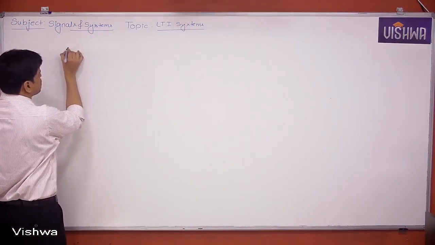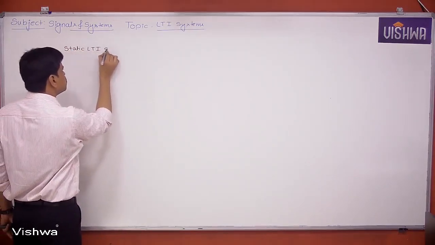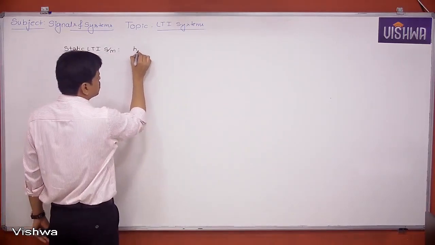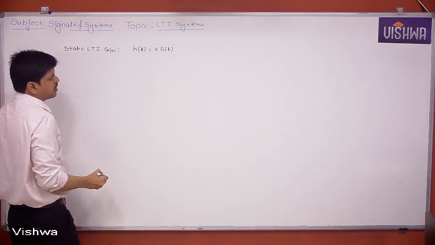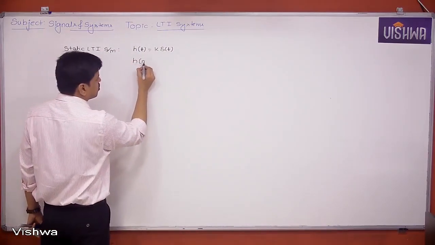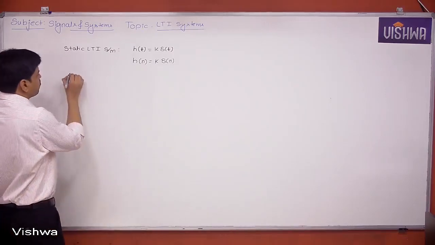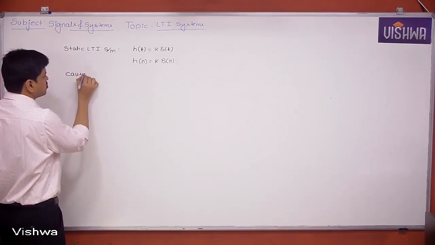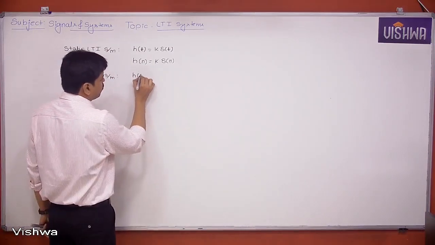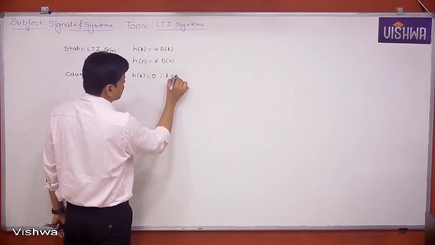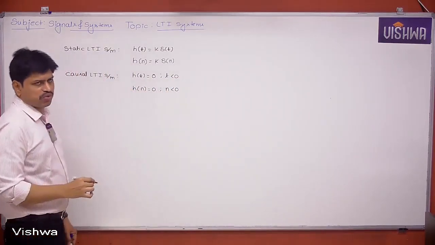So let's see, suppose if a system is a static LTI system, then it must have h of t in the form of k delta t, and h of n must be in the form of k delta n. So this is the static LTI system. And if it is a causal LTI system, then we can say h of t is equal to 0 for t less than 0, h of n is equal to 0 for n less than 0. These are the things we have seen.